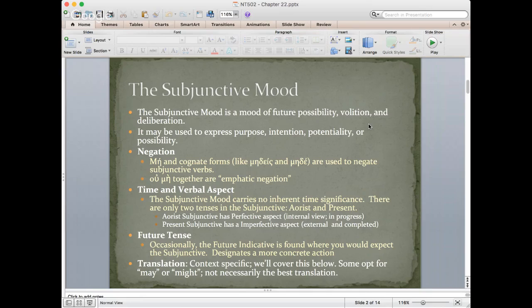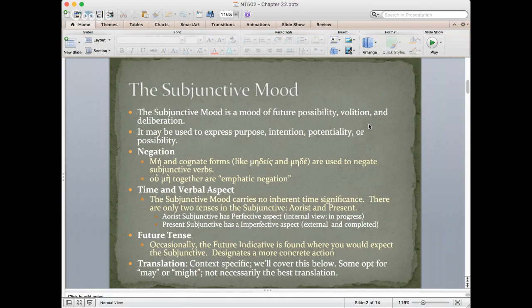Instead of saying like not, it's like saying never ever. So you can't really overemphasize an ou mē negation in your translation. Like I've translated at times before, never ever ever. It's trying to make clear this idea that whatever this is cannot and will not ever occur.